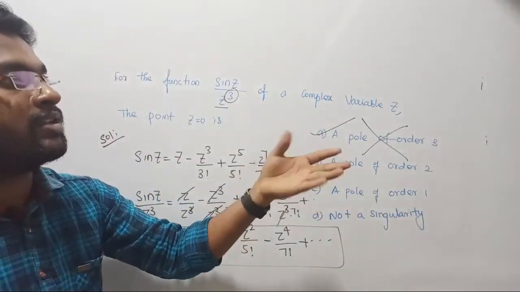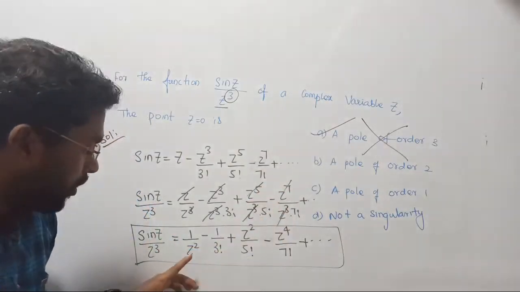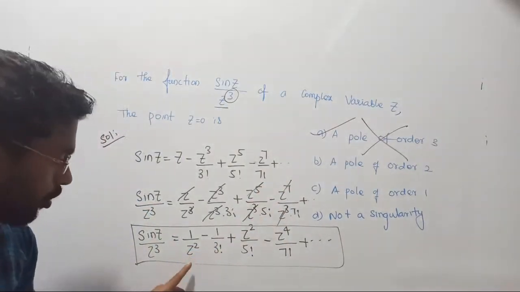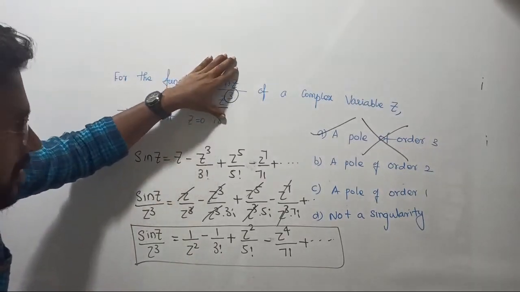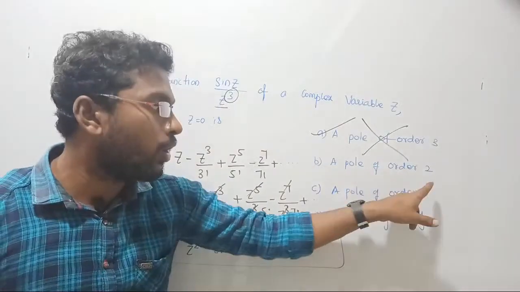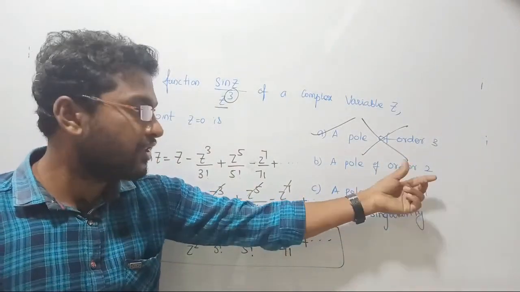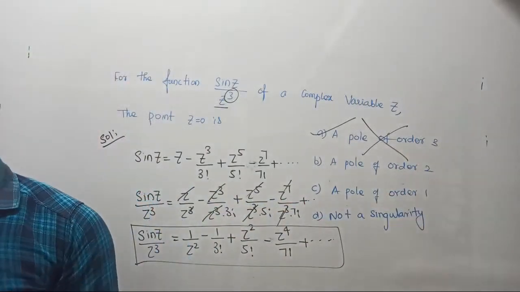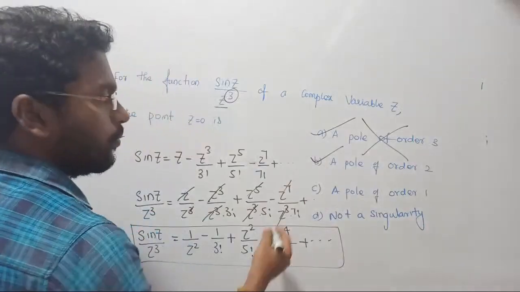If I find any points in the numerator, they are called zeros, right? So the conclusion is we have only one pole, that is z power 2. So this given function will have a pole of order 2. It is having a pole with order 2. So the correct answer is what? The correct answer is option B. It is a pole of order 2.